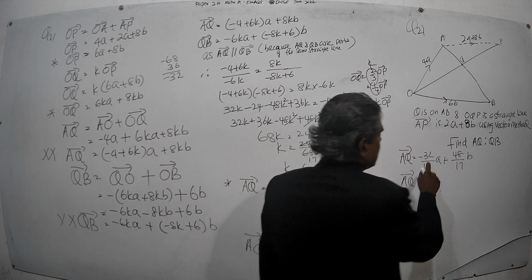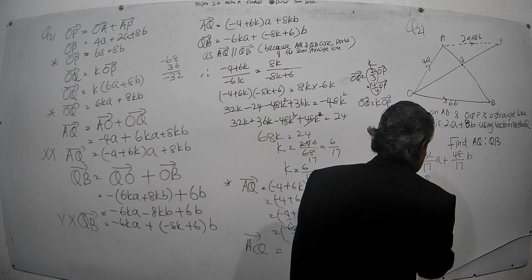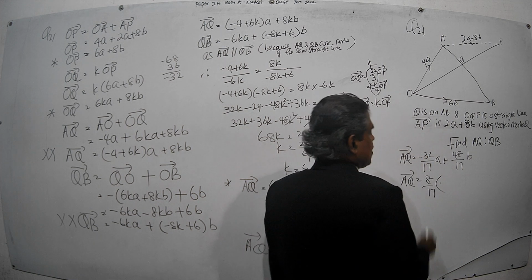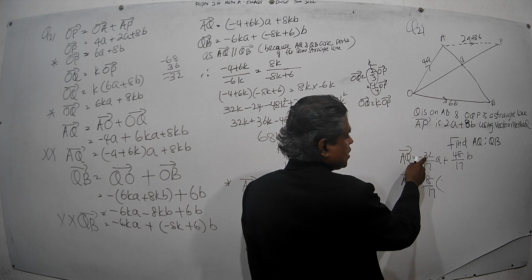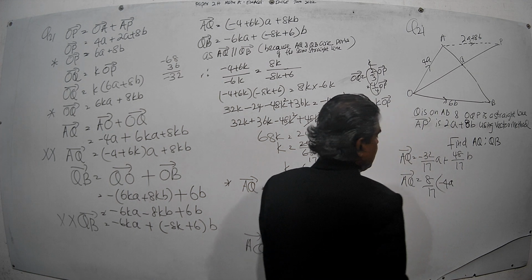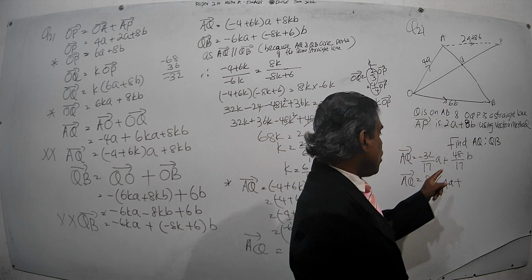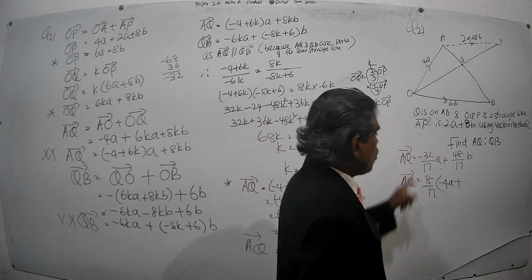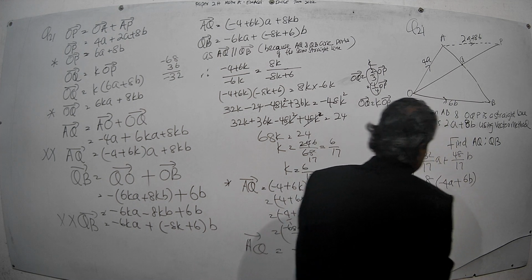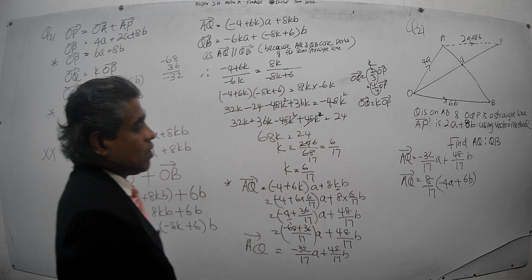Then 32 we can write as 8 times 4. 8 is taken out, and this 17 is also taken out. Then what is left here? 8 is taken out of this 32, it is minus 4a that is left. Then plus, out of this 48 also 8 is taken out, then what is left here is 6b. This 17 was taken out. Right, that is the ultimate version of AQ.